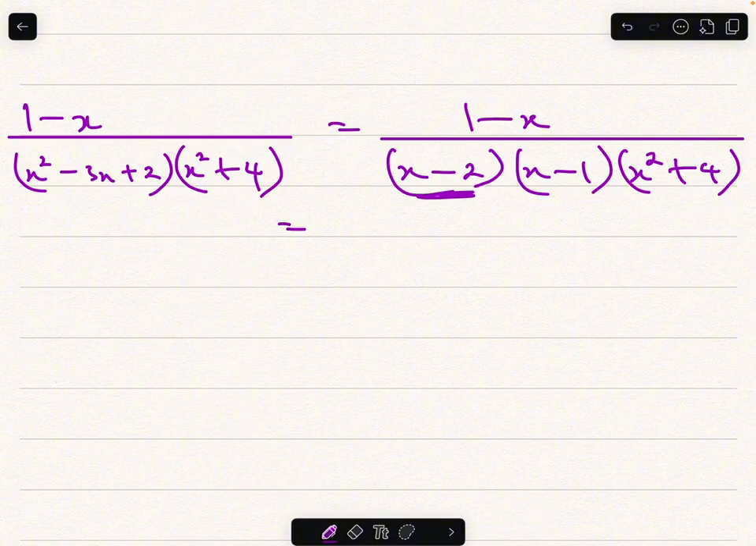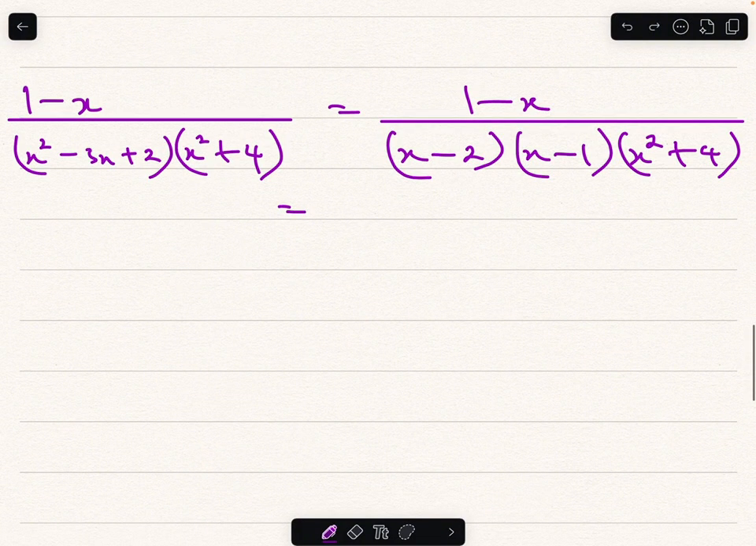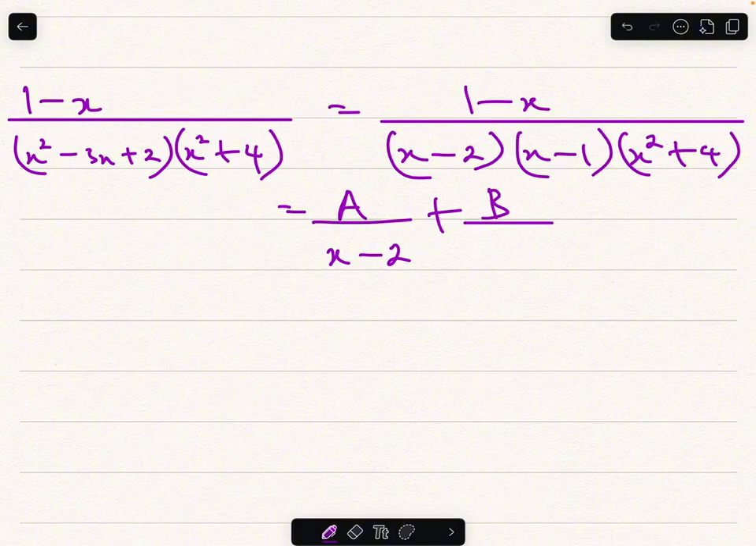This is a linear factor, so the numerator of its partial fraction will be a constant, which is the same as a polynomial of degree 0. The degree of a linear factor is 1, so the numerator of its partial fraction should be a polynomial of degree 0, and that's a constant. Let's call it a. So that's a over x minus 2. It's also a linear factor. Its numerator will also be a constant, plus b over x minus 1, plus.